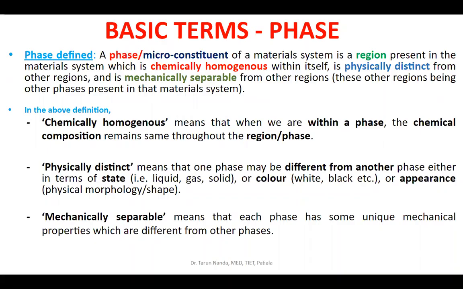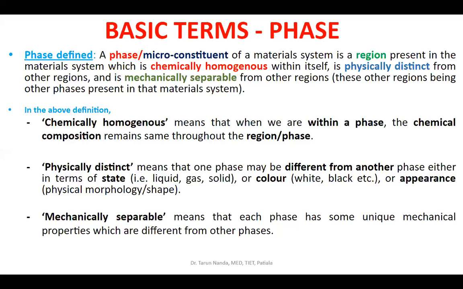Okay, so let us see what is meant by this basic term called phase, which is also referred to as micro constituents of a materials system or a metal or an alloy system. You see, a phase of a metal or an alloy system is a region present in the alloy system, in the metal system, which has got its own chemical composition, its own physical state and color, and its own unique set of mechanical properties.